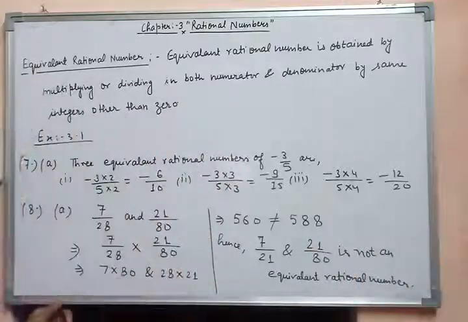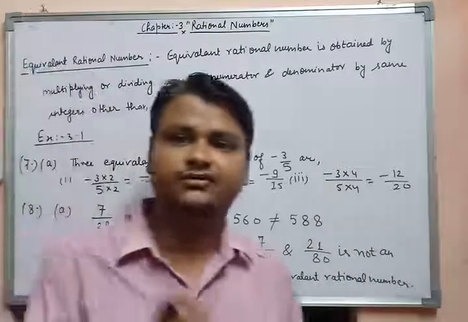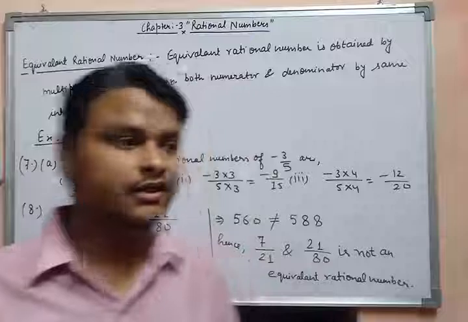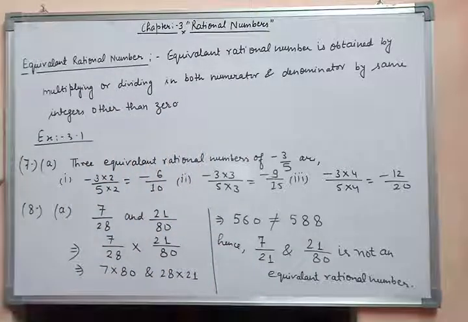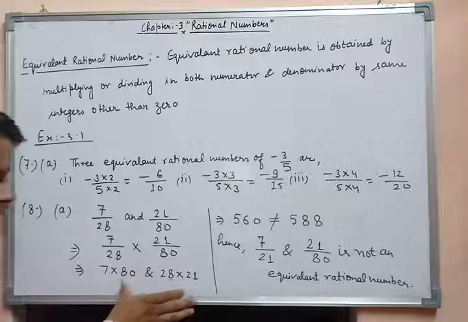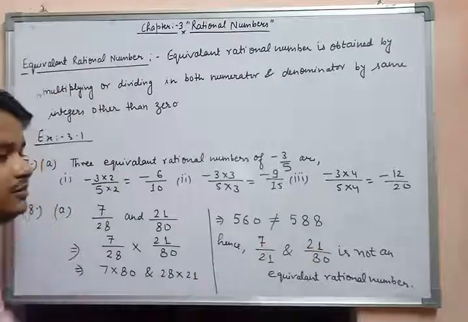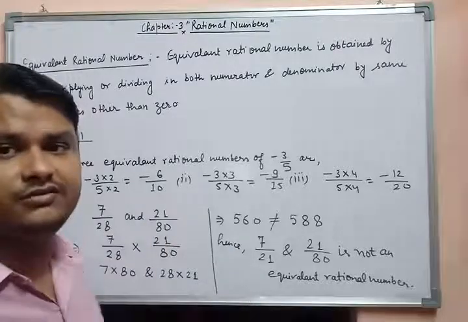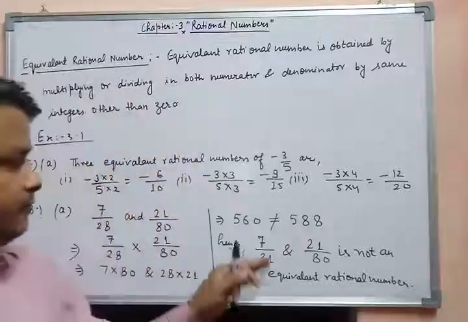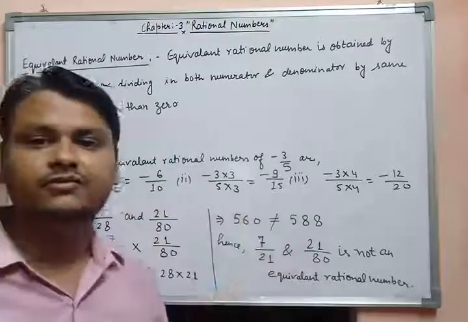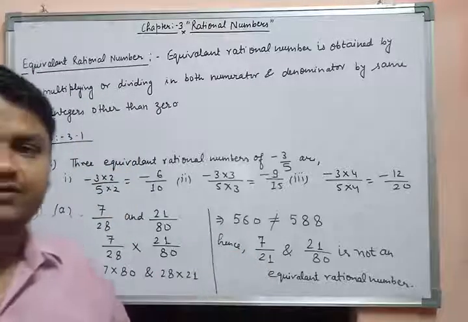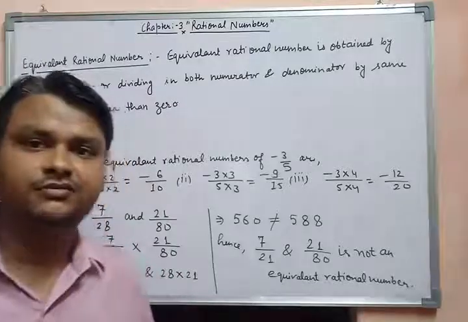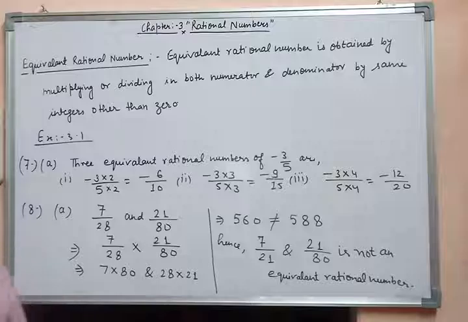Okay students, so this is the process. How can we check that both the rational numbers are equivalent? You have to apply the cross multiplication method. If the products are the same on both sides, then we can say that both the rational numbers are equivalent. Otherwise, if the products are not the same on both sides, then you can say that both are not equivalent rational numbers. Okay, so before moving on to the next question, pause the video to note it down in your copy and take a screenshot.